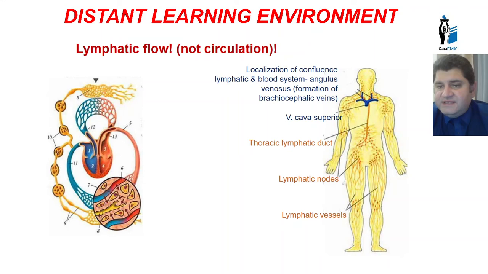And also you may see some lymphatic elements, the thoracic lymphatic duct. You may see it in the right picture. So this duct is the biggest vessel of the lymphatic system. Also you may see lymphatic vessels of the lower limb and lymphatic nodes.